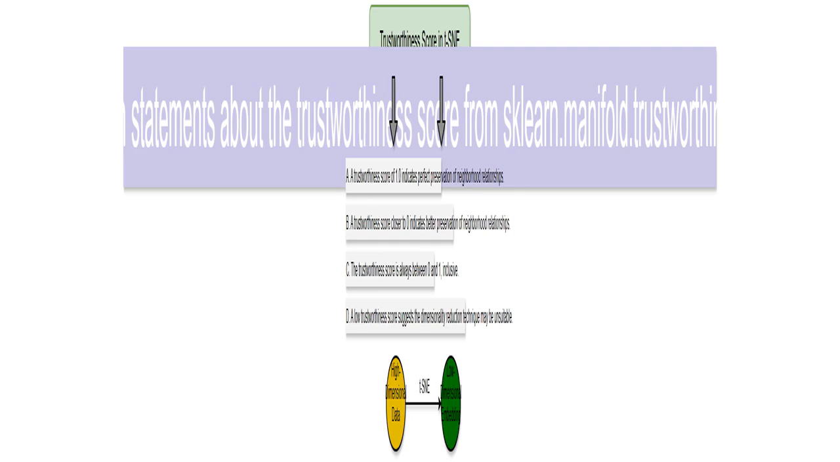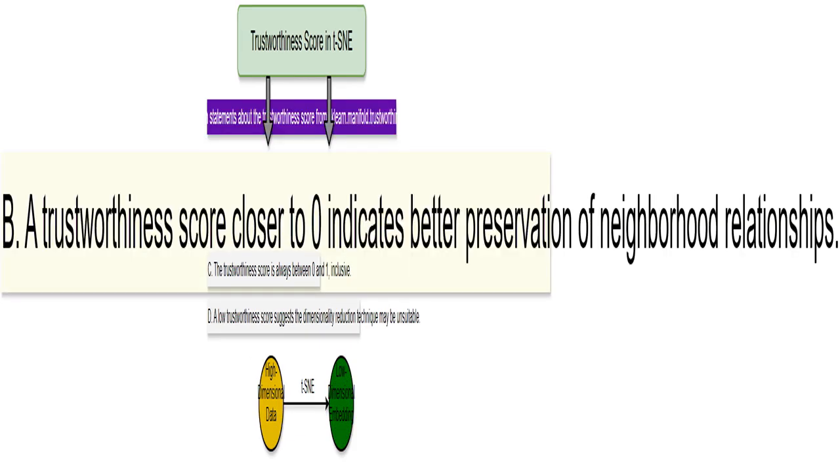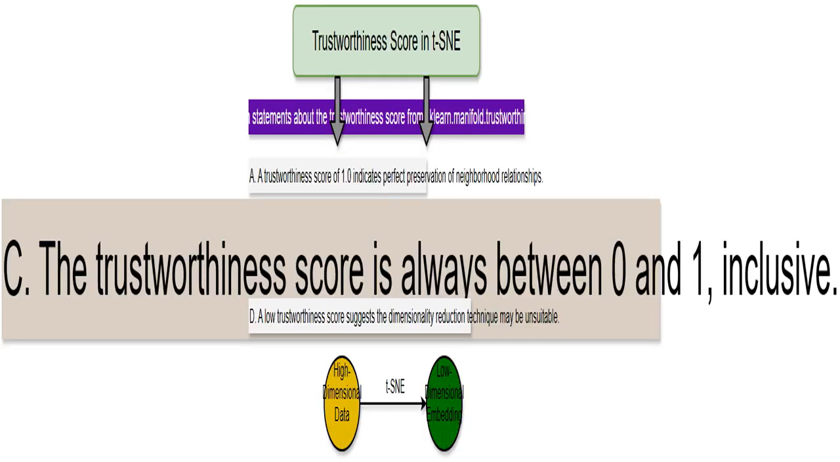Let's dive in. A score of 1.0 means that t-SNE flawlessly maintained the neighborhood structure, a perfect result. Think of it like a perfect photocopy. Every detail remains the same. This is incorrect. A score close to 0 signifies the opposite, poor preservation of the original relationships. Think of a blurry photo. Details are lost. Correct. The score ranges from 0, worst possible preservation, to 1, perfect preservation.